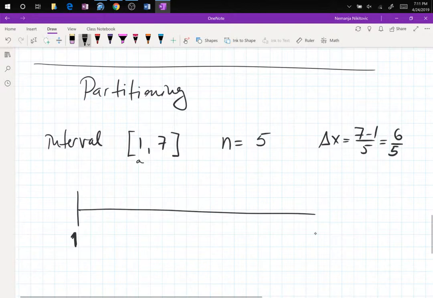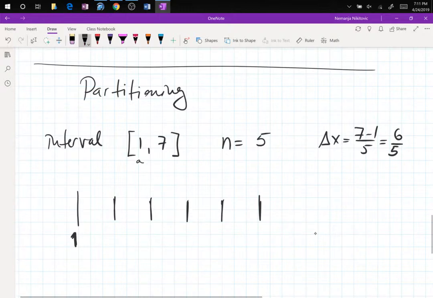So now I have 1 and 6/5. Because I want 5 rectangles, I'm just going to draw these lines, 1, 2, 3, 4, 5. I just want to make these lines available. That's your x-axis.